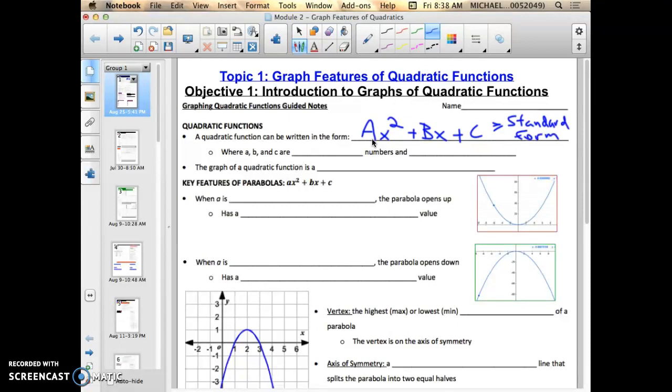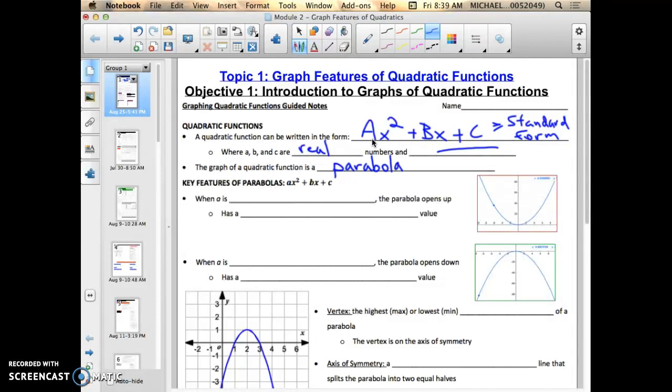Standard form because the powers are descending. It's the highest power to the lowest power and finally ending with the constant number c. Now, a, b, and c are all real numbers, and a and b are considered coefficients and c is a constant number. Now the graph of a quadratic function is called a parabola.